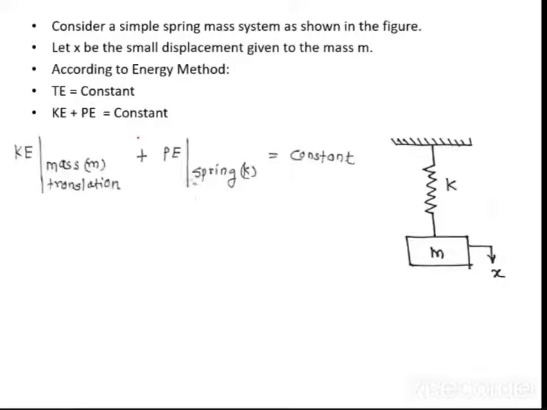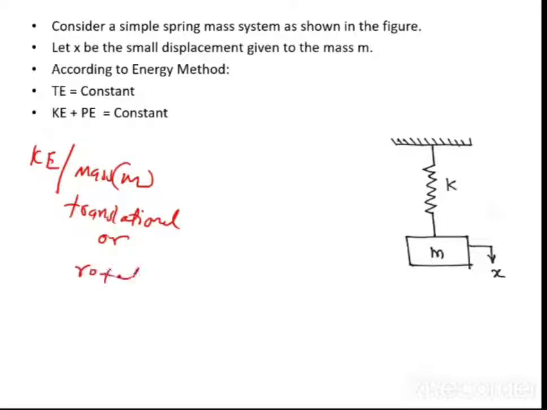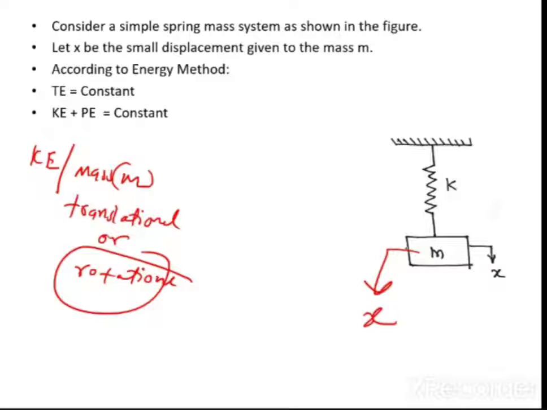Same statement. Now what is kinetic energy? First of all, where is kinetic energy stored? Kinetic energy is always stored inside the mass. So see how to write this, it is very important: kinetic energy of mass m, translational. Kinetic energy can also be rotational, but here your mass is only translating along x. So there is an up and down motion of the mass.